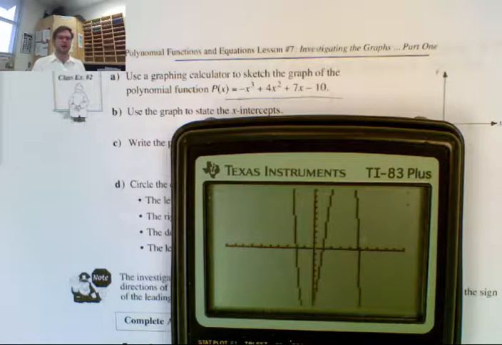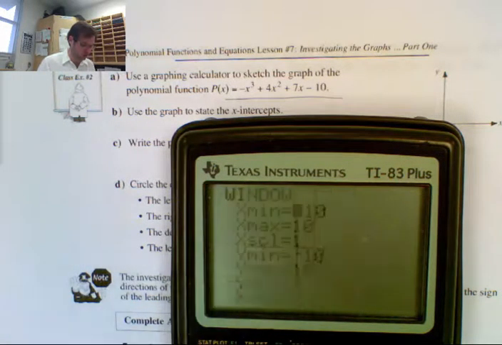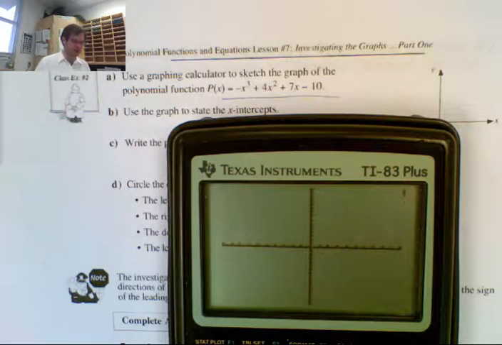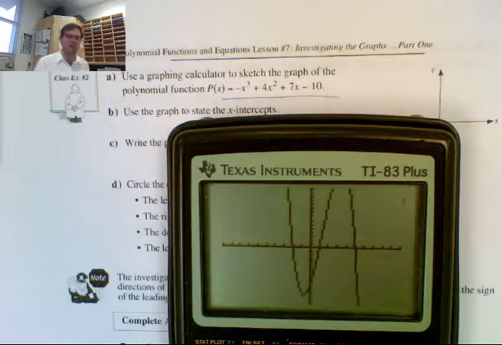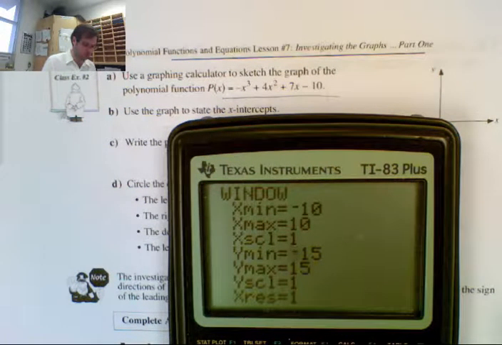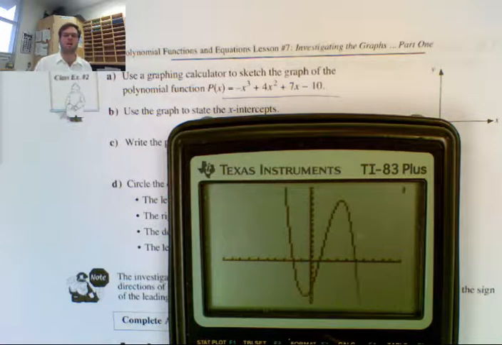Okay, there is my graph. I can see my x-intercepts. I'm going to zoom out a bit and change my window, go to maybe minus 15 and positive 15 for my y, so I can see it a little bit more. There we go, that's a little bit better. Can we change a bit more? Let's go to 25. So there we go, there is my graph.